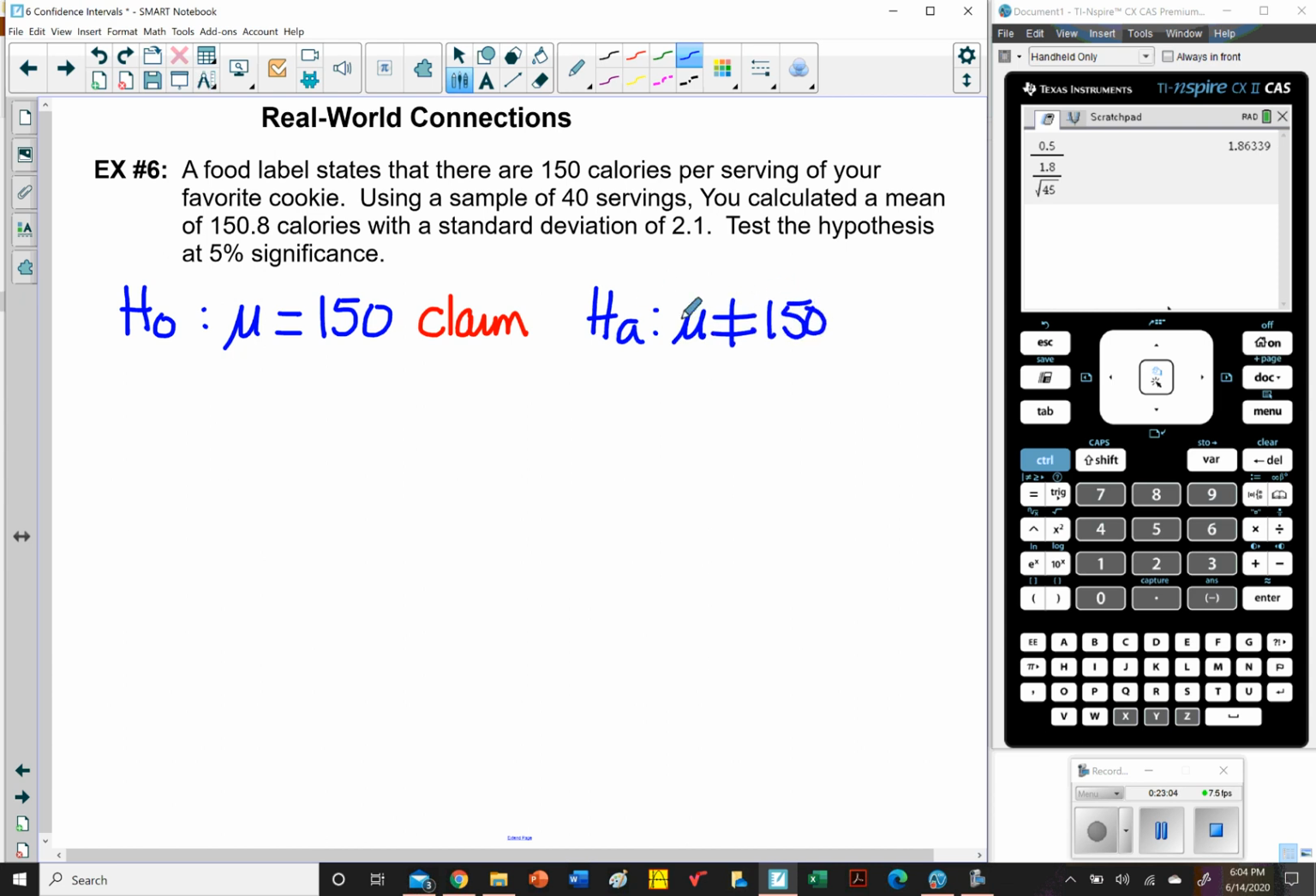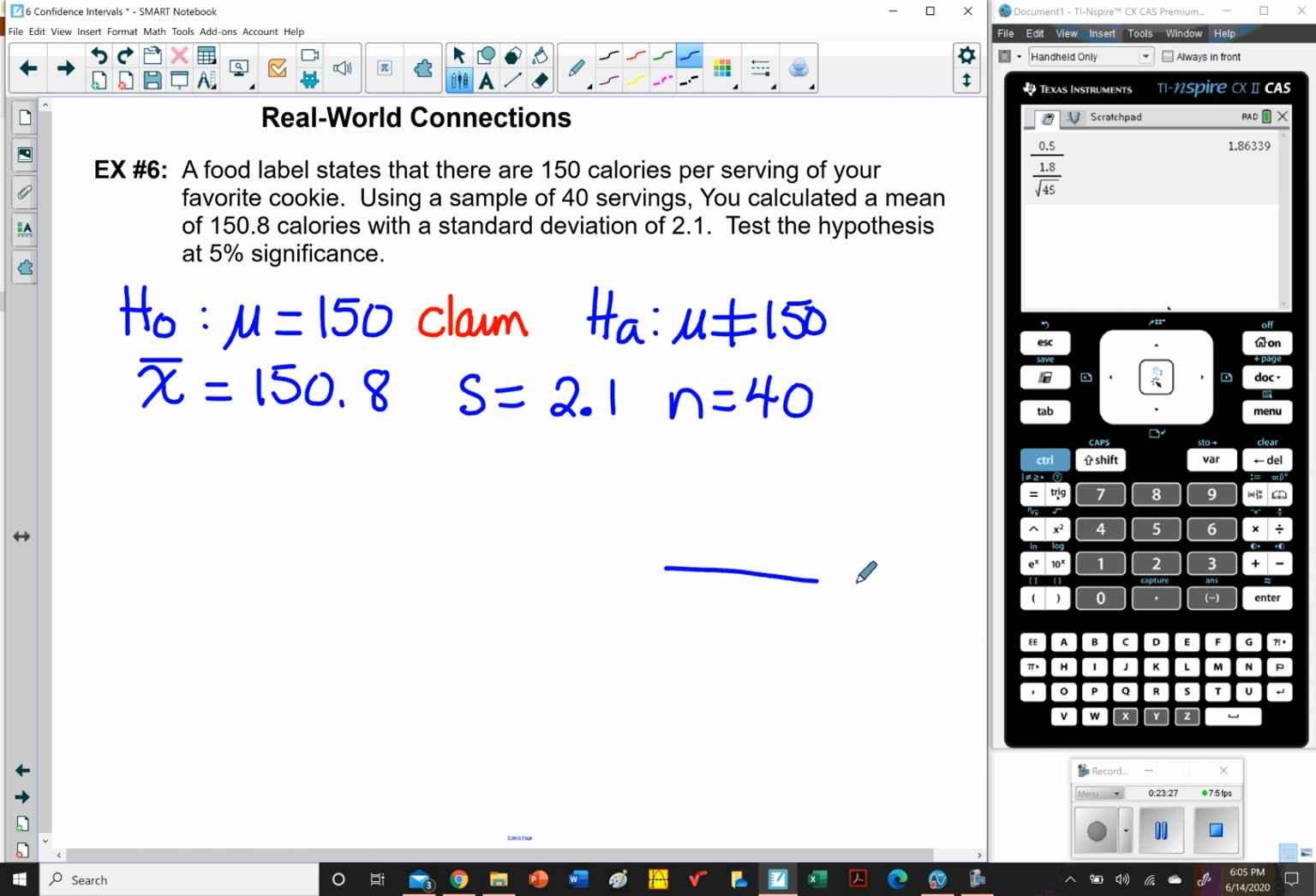So now this is a two-tailed test. The mean was 150.8 calories. The standard deviation is 2.1, and the sample size is bigger than 30. The sample size is 40. So we're looking at a 5% significance. That puts us at negative 1.96 and positive 1.96. So we're thinking about this tail and this tail in our hypothesis test.